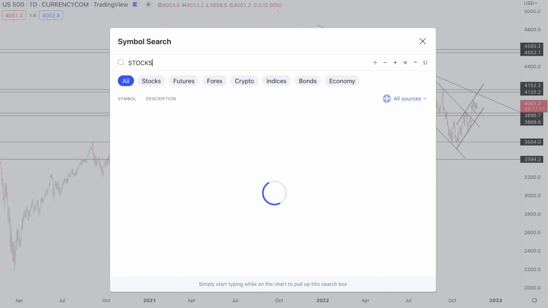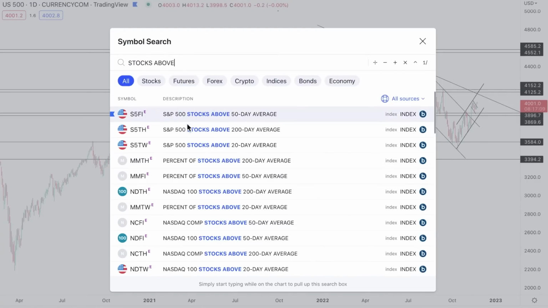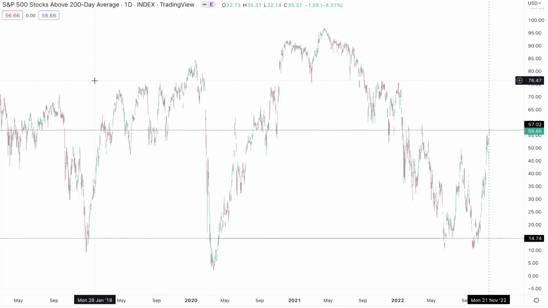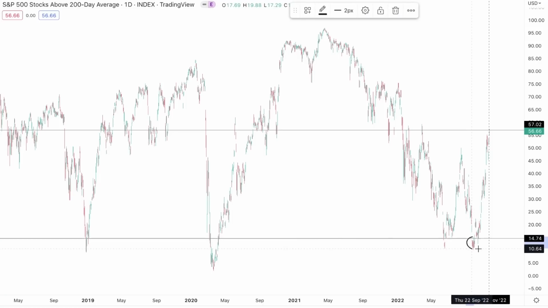So more specifically, I want to discuss this chart here of the S&P 500. Stocks above their 200-day moving average. And you can see we've had quite an interesting move here, where stocks above their 200-day moving average have gone from around 10% here to 56% of stocks trading above their 200-day moving average in a very short period of time here, from very oversold to most stocks having recovered above their 200-day moving average.